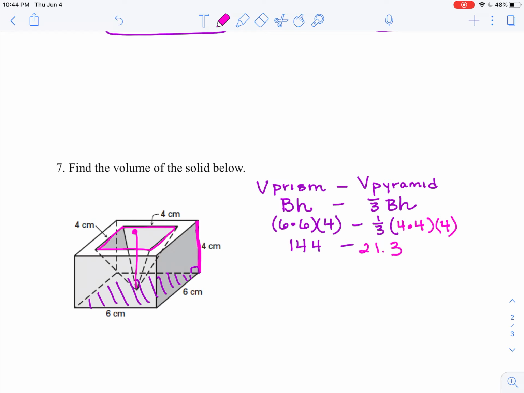So when we cut out that pyramid from the prism or subtract its volume off, we get a volume for the solid of 122.7 cubic centimeters.